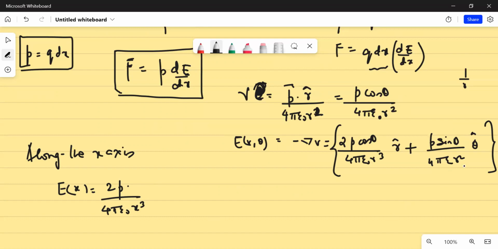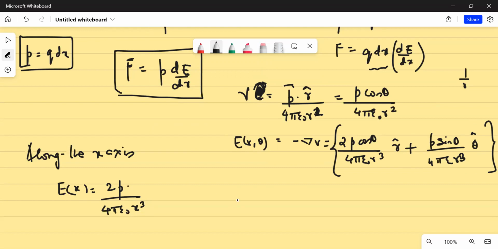Okay, it will be r cube, because I was getting 1 upon r; sorry, sir, I was getting minus 1 upon r del V upon del theta. Yes, yes. Okay, sorry. So the electric field as a function of x along the x-axis would be 2p upon 4 pi epsilon naught x cube.